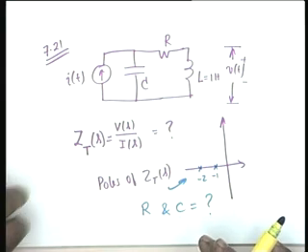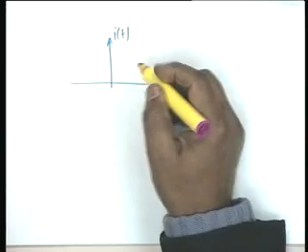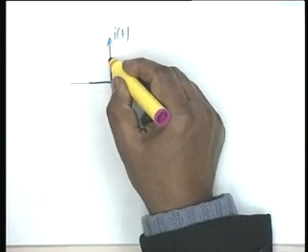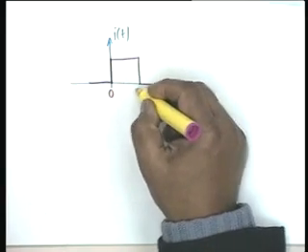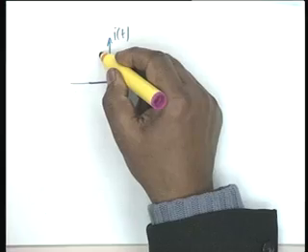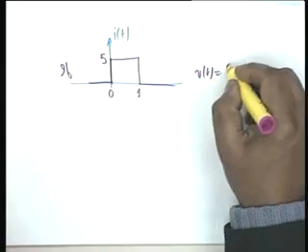The third part of the question is, if I of t has this waveform, this is 0 and this is 1, this is 5. If I of t has this waveform, that is, it is a window, a pulse, or a gate, then what is V of t? These are the three parts of the question.